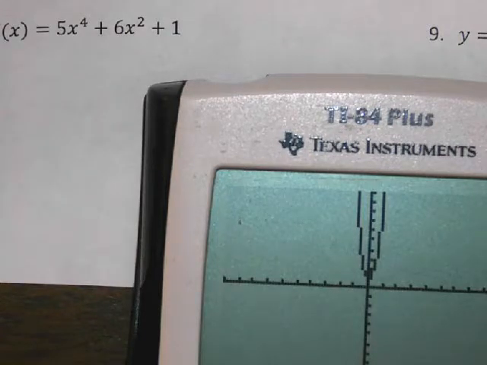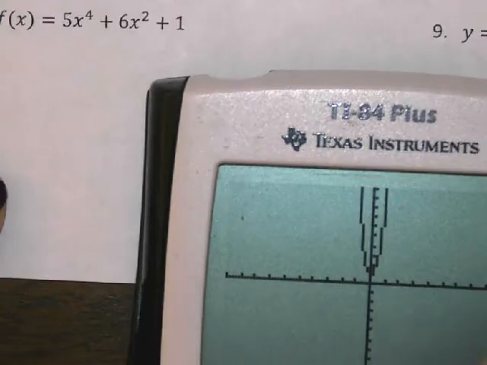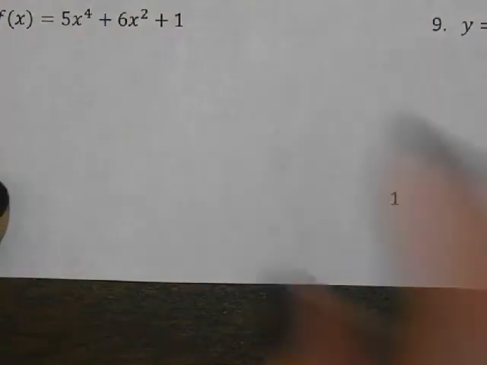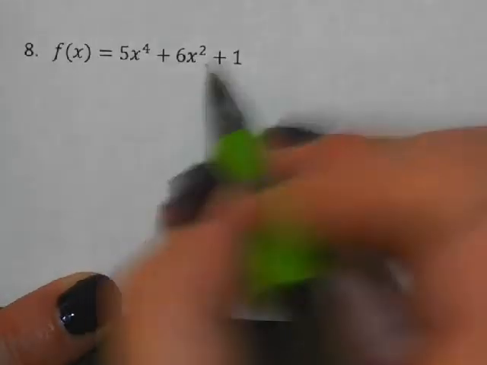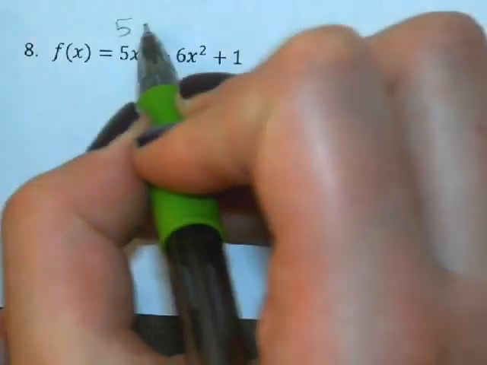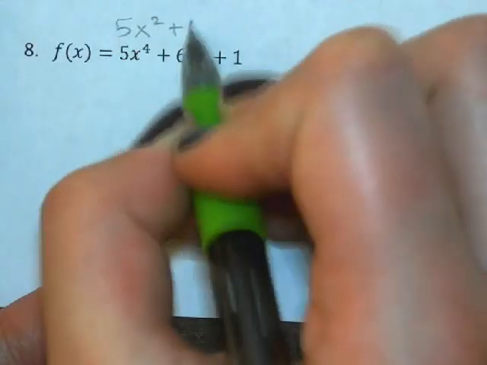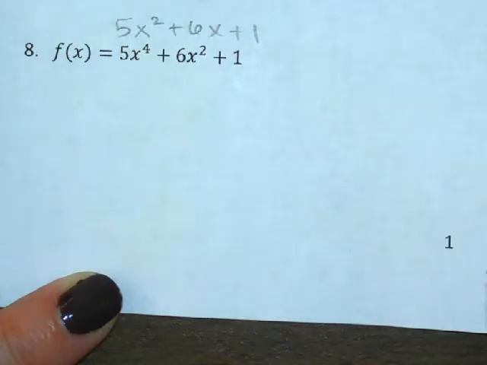So that means we cannot do synthetic division. Can't do it. Okay? So that means that with this problem, we've got to put the calculator away. Can't use it. Sorry, folks. We're going to treat this problem kind of like a 5x squared plus 6x plus 1. We're going to treat it like that.